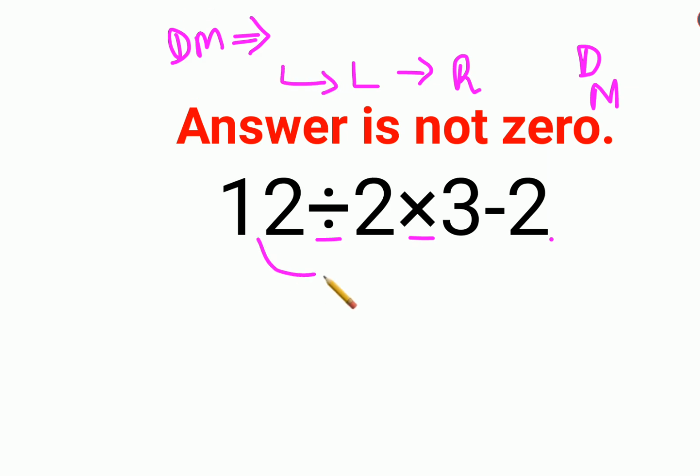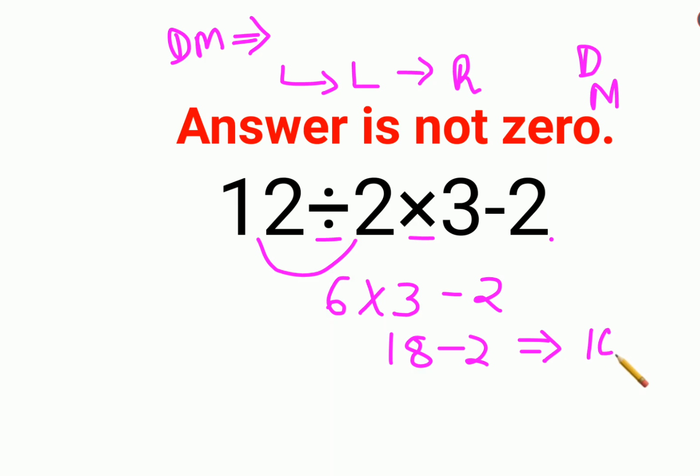So first, we will do 12 divided by 2, which is 6, into 3 minus 2. So 6 into 3 is 18, minus 2, and the answer gets you 16. I hope this is very clear to everyone.